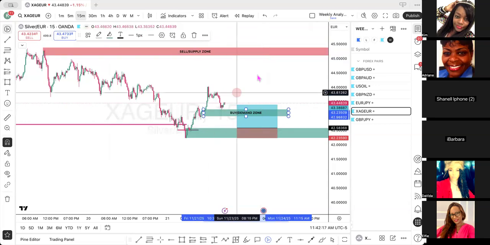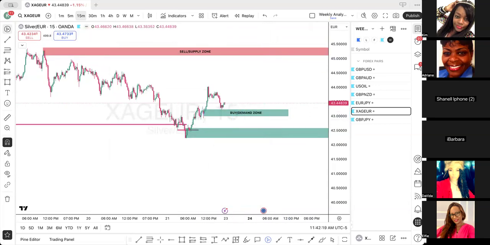And then once it comes here, I wouldn't set a limit. I would definitely wait for price again, because that stop loss is crazy on a 15 minute.